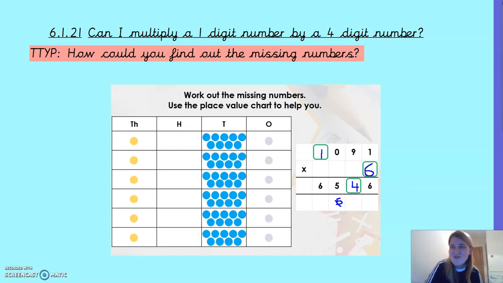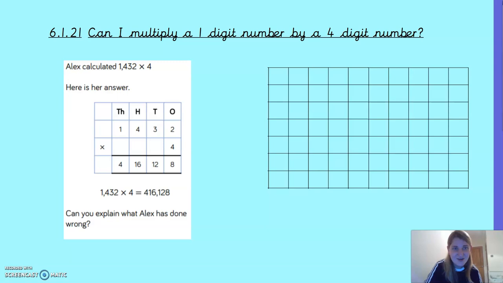Okay, right. Final thing then, we've got a little marvellous mistake from Alex. So Alex has said that 1,432 times 4 equals 4,16,12,18, or 416,128. Can you explain what Alex has done wrong? Pause me, have a look. I bet you'll see it straight away. Are you telling me what Alex has done wrong? Let's test it out and see.